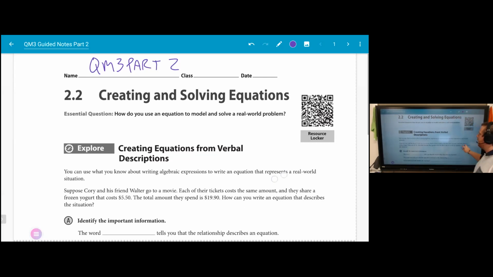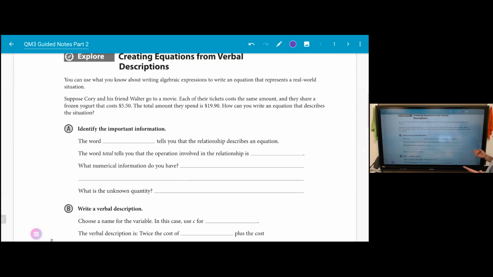Creating and solving equations. What we're trying to do here, it says you can use what you know about writing algebraic expressions. Remember, algebraic expressions, so not an equal sign. And algebraic means we got some variables in there to write an equation that represents a real world situation. Suppose Corey and his friend Walter go to a movie. Each of their tickets costs the same amount, and they share a frozen yogurt that costs $5.50. The total amount they spend is $19.90. How can you write an equation that describes the situation?